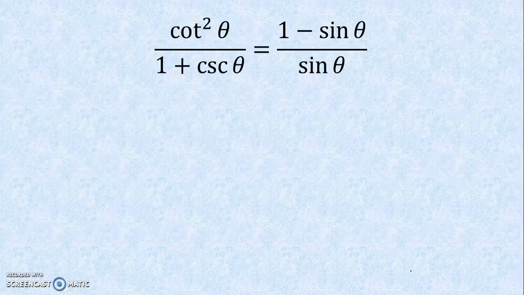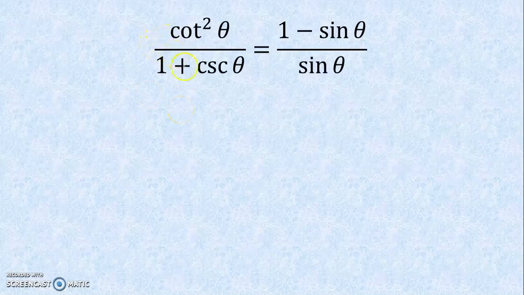Okay, for this one, both sides look pretty bad. So I'm just going to go ahead and start with my left side, and hopefully I can simplify it down. If not, I may have to jump over to my right side. When they both look bad like this, I do try to just focus on one side, see what I can do. If I get stuck, I stop and go to the other side.